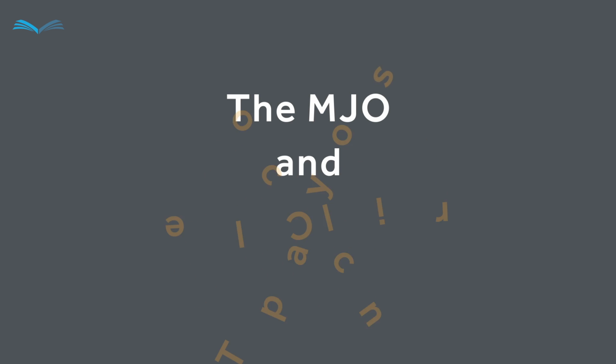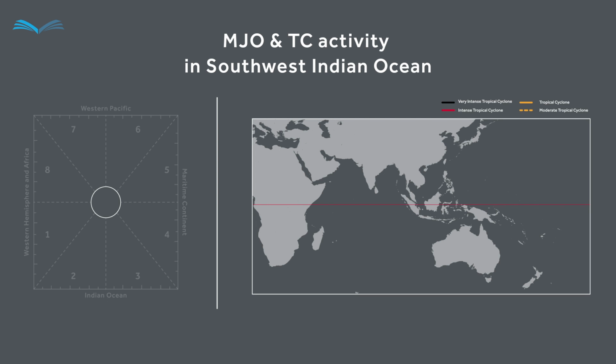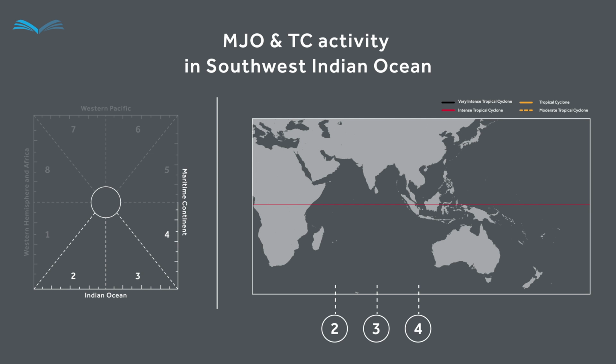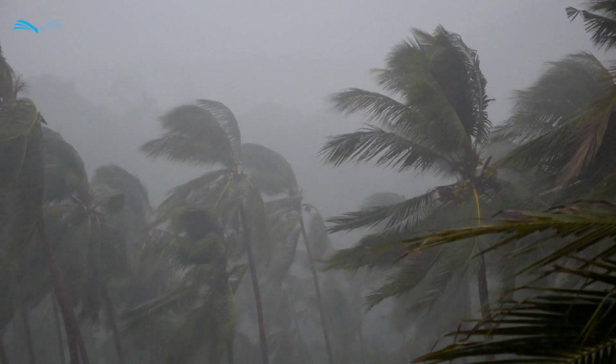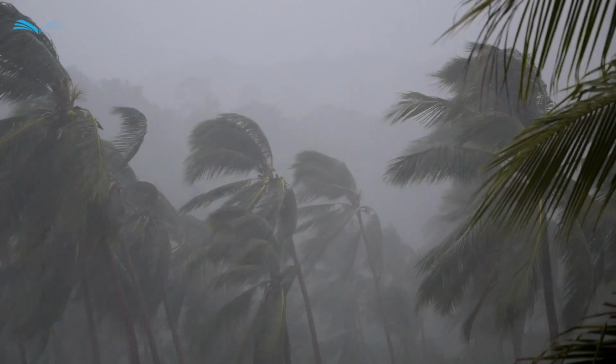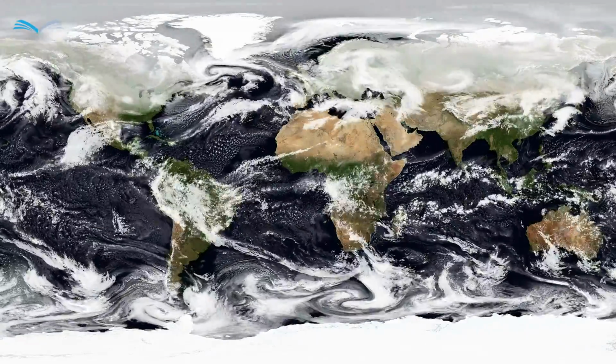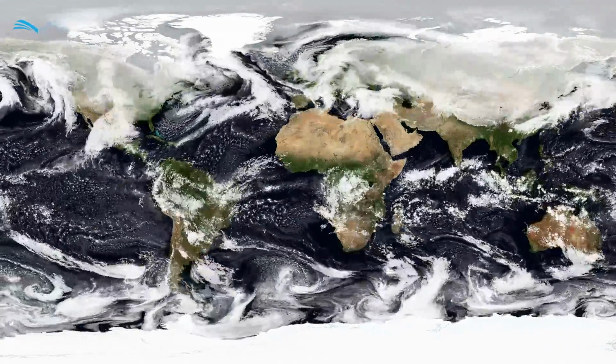So what about cyclones? Most cyclones in the southwest Indian Ocean form in the enhanced convection of phases 2 to 4 and in the immediate wake of the enhanced convection in phase 5. The MJO increases moisture and promotes convection, which helps tropical cyclone formation. The MJO is also a source of vorticity and Rossby waves, which can spin up into cyclones as they move away from the equator.